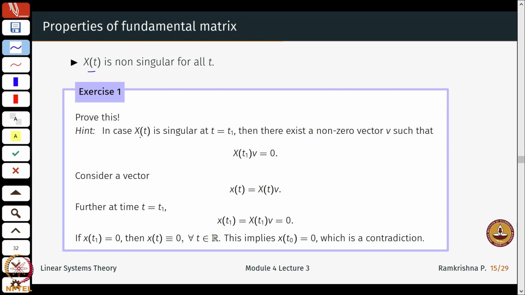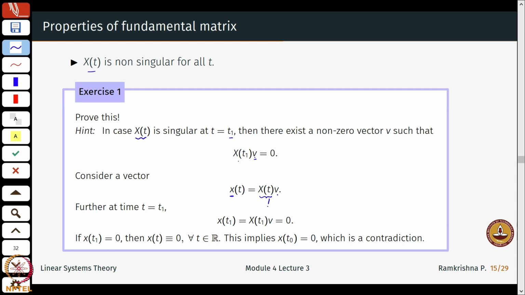Let us start with this matrix X of t and do the proof by contradiction. Let us assume that it is singular at some time t1, which also means that there will be a non-zero vector v such that X at t1 times v is equal to 0. Now, given X at some other time t, not equal to t1, I can always construct a vector small x of t as capital X of t times this v, and this v can be the same, non-zero.